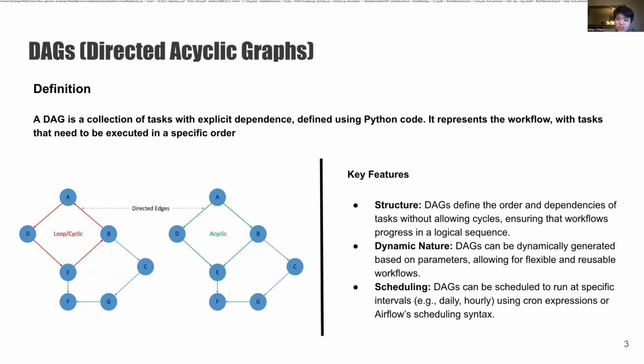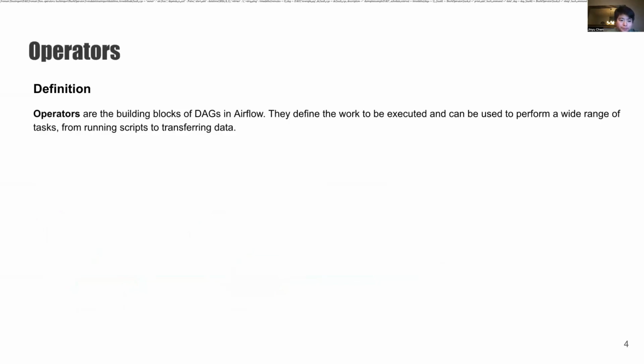Scheduling. DAGs can be scheduled to run at specific intervals, like daily, hourly, weekly, monthly, quarterly, yearly, using cron expression or Airflow scheduling expression. All right.